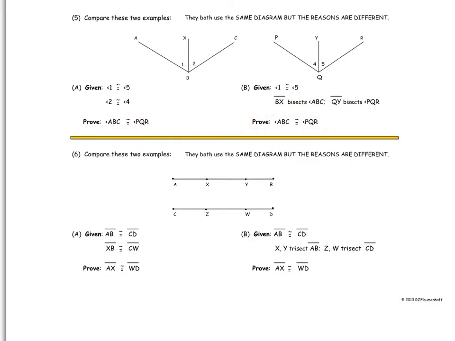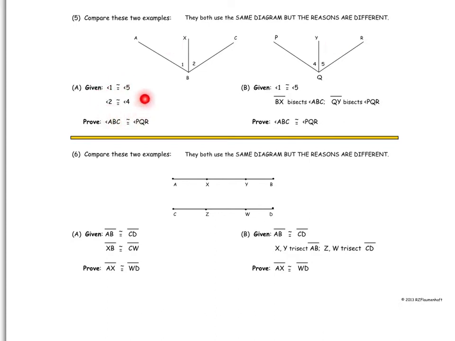So what's the difference? In example A, you were told that angle 1 has the same number of degrees as angle 5. There are no bisectors in here, so I have no idea if angle 1 is the same size as angle 2. I don't know if angle 1 is smaller or angle 1 is bigger. All I do know is that angle 1 and angle 5 have the same number of degrees.